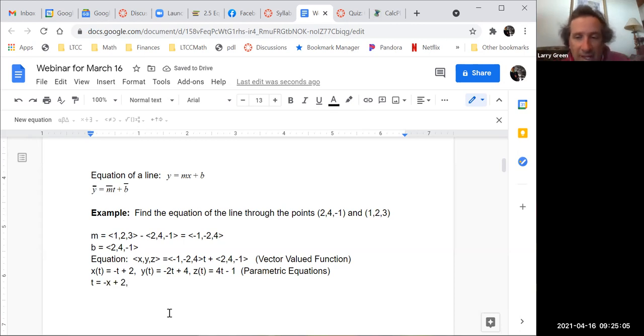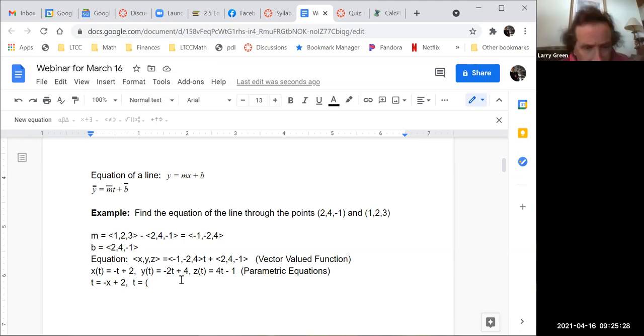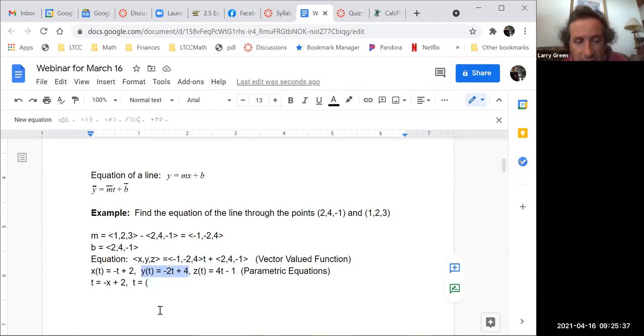Any questions on how I got that? You traditionally don't write the of t because the whole point is we're trying to get rid of t. So t is negative x plus 2. How about in the second one? What can we say t is? There's no x in the second one. So what does the second equation give you for t? It's messier.